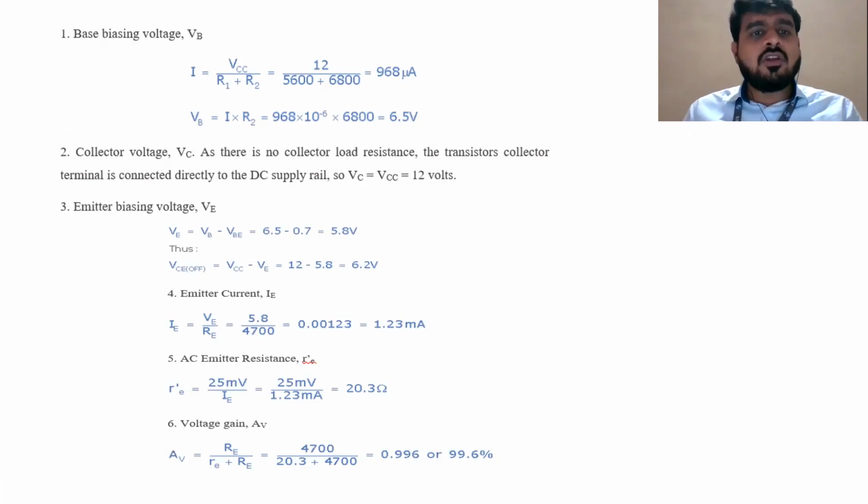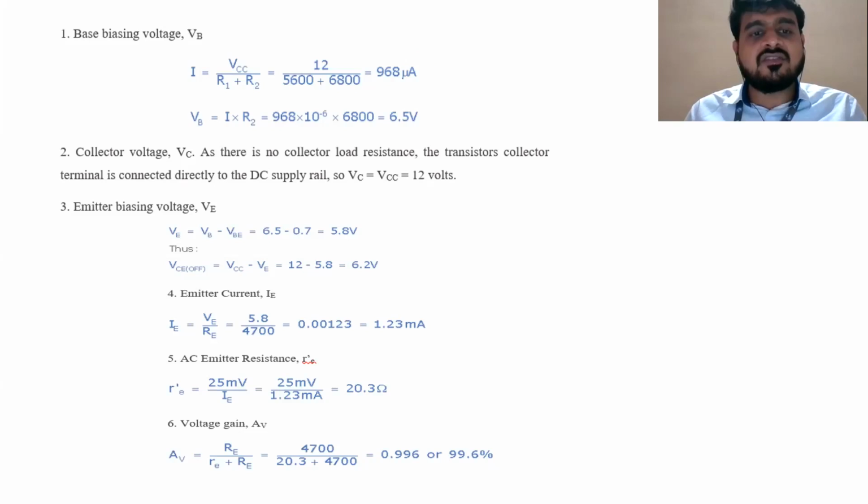What about the emitter voltage? You have 5.78. So it is nothing but 5.8 volt. Then what is VCE, the voltage in the common emitter configuration? VCC minus VE, it will be 6.2 volt. Okay, forget about that. Now the emitter current, can I find the emitter current? What is the emitter current you got? 1.23 milliampere.